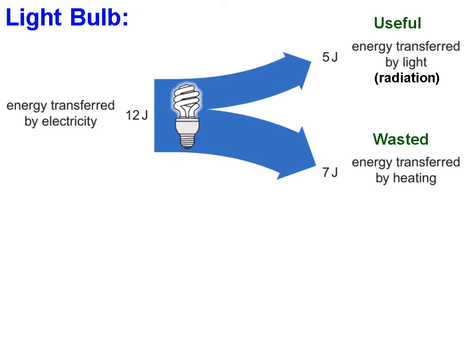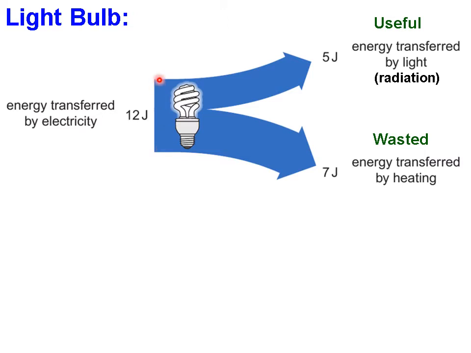So have a look at this and have a look at what you've done and see how close it was. It might not be perfect, it might not be anything like what I've got here, but this is what we were aiming for. So the Sankey diagram here is showing us that 12 joules of energy was transferred to the light bulb by electricity or electrically. So this is the input energy. We've got 12 joules of input energy.